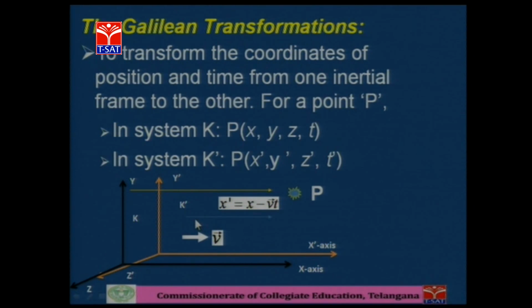Now the frame K dash is moving with the velocity v bar, so the position coordinate x dash can be represented as x minus vt, where vt is the displacement due to the velocity of the frame K dash relative to the frame K. K dash is moving with respect to K in a parallel direction with constant velocity v. So the x dash coordinate is x minus vt.